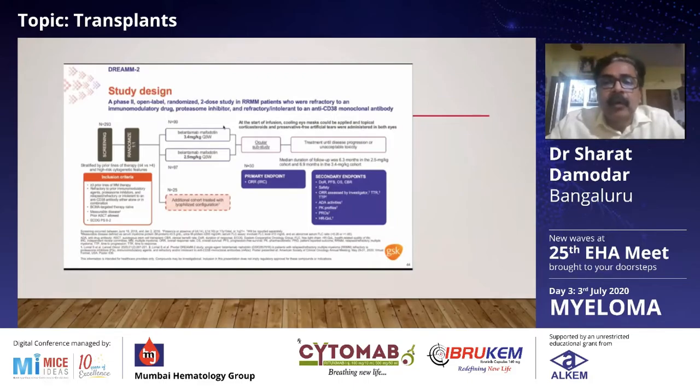And this is something they wanted to look at, whether one of the endpoints was unacceptable toxicity. The primary endpoint obviously was overall response rates, secondary endpoints being duration of response, progression-free survival, overall survival, and a lot of other safety-related issues, including some PK data. So this is what they tried to analyze in this particular open-label randomized study.